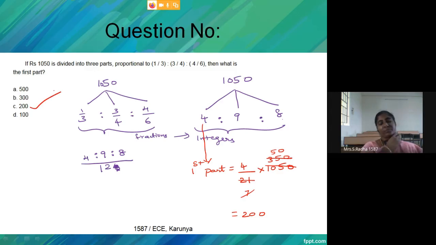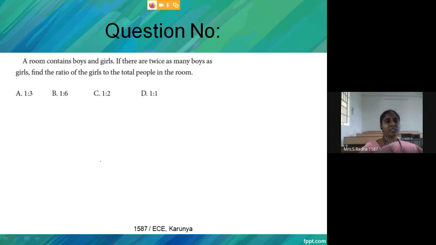So from the previous problem, what idea did we get? Wherever the ratios are in fractions, you have to convert them to integers. How do we get from fractions to integers? Make the LCM of the denominators, which here is 12. Then get the fractions' numerators, and you will be able to convert fractions to integers. The answer is 200. I am going to the next problem.